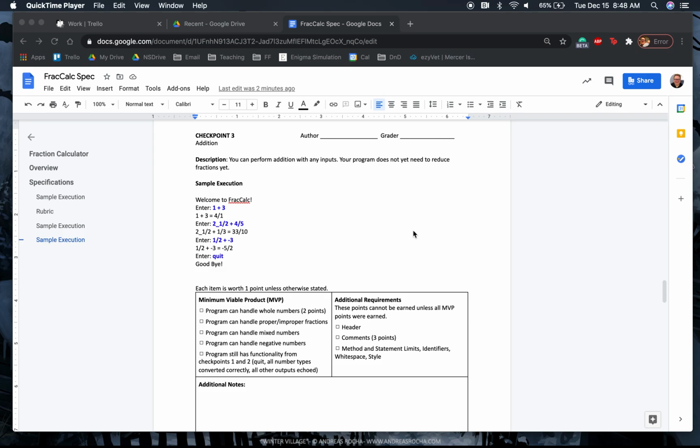Something I want to emphasize is that regardless of whatever position our number is in, we have to be able to handle the addition. So if it's a whole number on the left and a mixed on the right, the addition needs to work. If it's a mixed on the left and a whole number on the right, the addition needs to work. That's one of the reasons why checkpoint 2, its mission was to standardize those inputs so we know what we're dealing with so we can count on that.